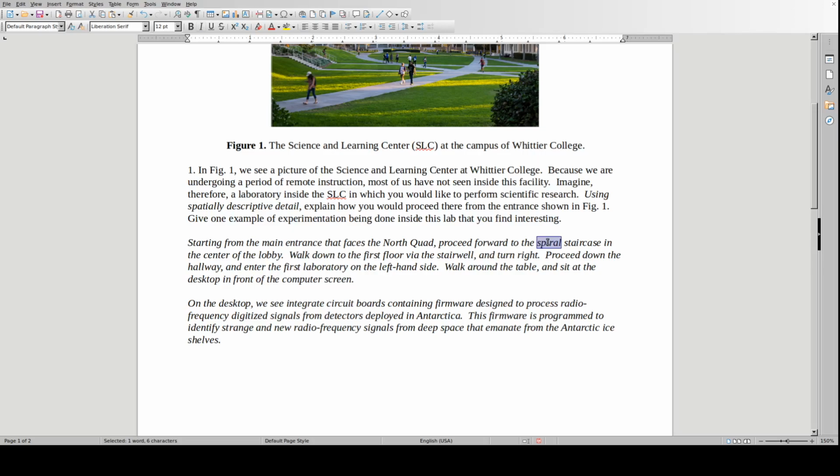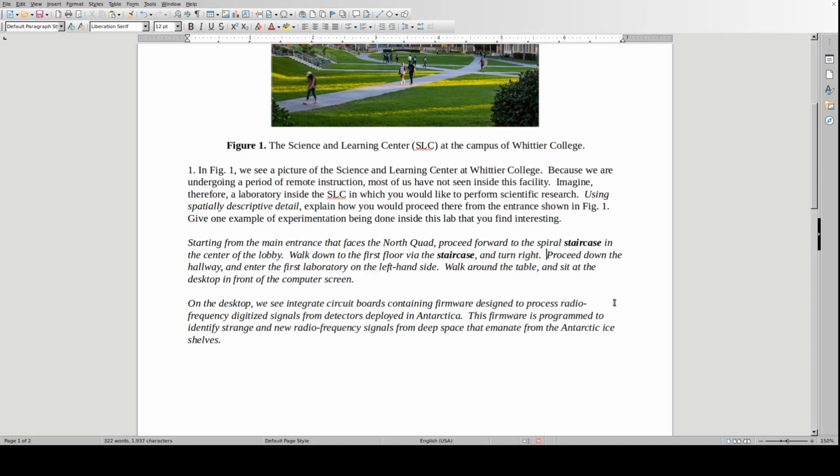Walk down to the first floor via the stairwell. So to keep myself consistent, I should say staircase and turn right. If I say staircase here, then I should also repeat myself and say staircase there. Walk down to the first floor via the staircase and turn right. Proceed down the hallway. Now, I'm picturing what it looks like in my mind, and I think I could do a little bit better than proceed down the hallway by maybe adding a little bit of detail here.